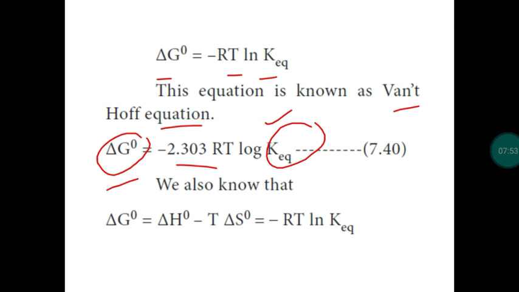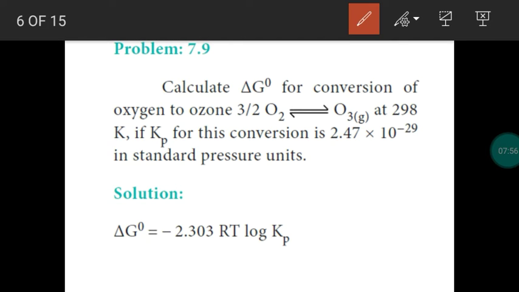Based on this, we have problem 7.9. The reaction is conversion of oxygen into ozone. The process of converting oxygen into ozone is a reversible process and it achieves equilibrium. Once equilibrium is reached, the equilibrium constant is calculated. Here equilibrium constant is measured in terms of partial pressure, Kp. Both reactants and products are in gaseous phase, so equilibrium constant will be calculated with the help of partial pressure of reactants and products. All these things we already completed. So 2.47 into 10 power minus 29 is the equilibrium constant.